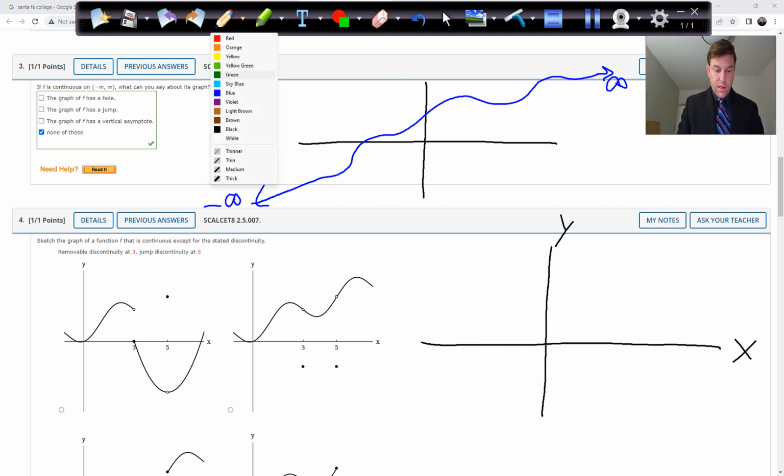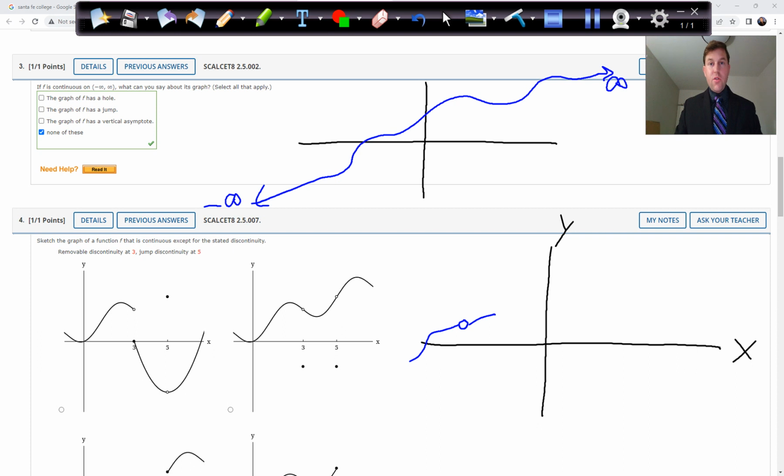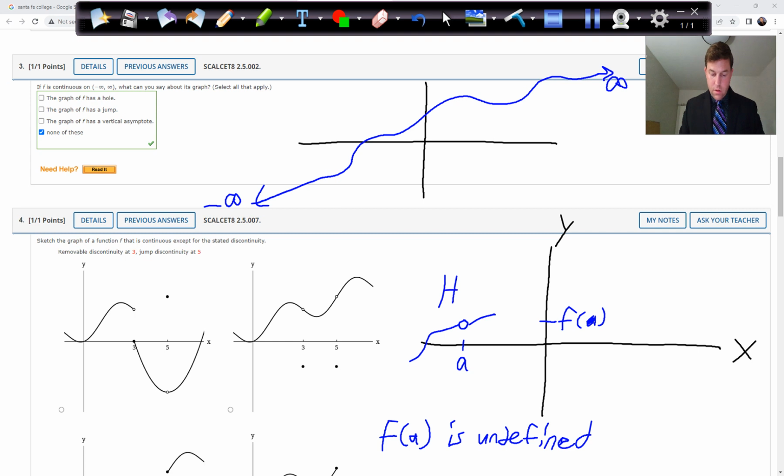So what does a hole look like? We actually already kind of saw that one. A hole is just an open circle in the graph, which means at this point a, we would basically say f of a is undefined. Okay, so that's what a hole is. Hole.